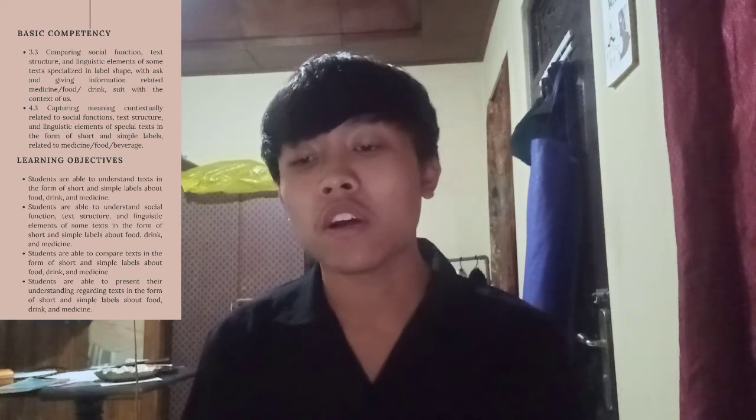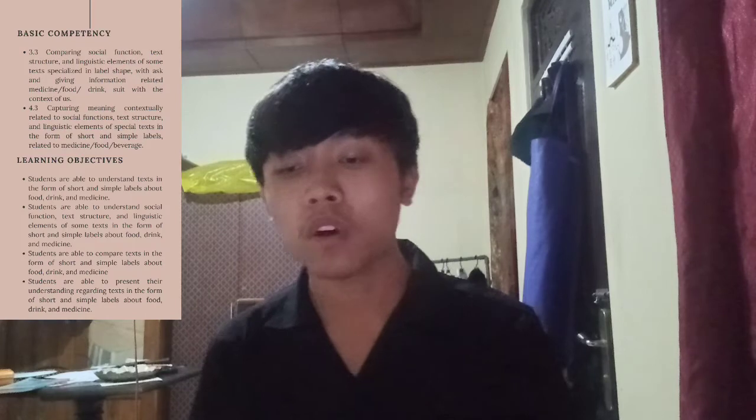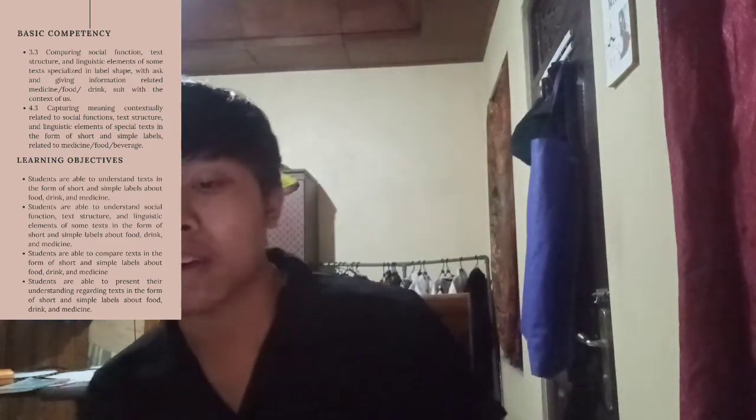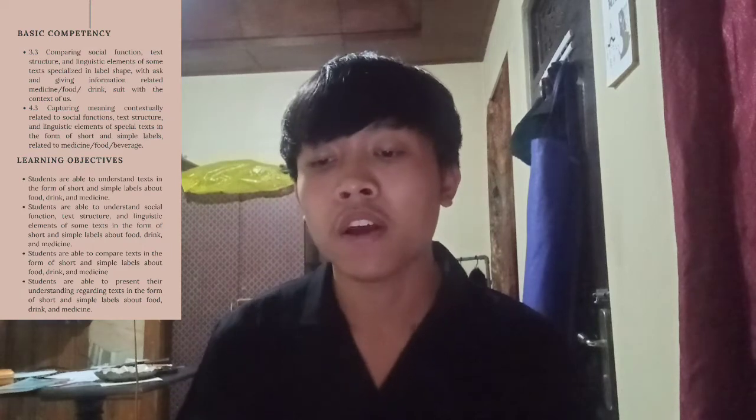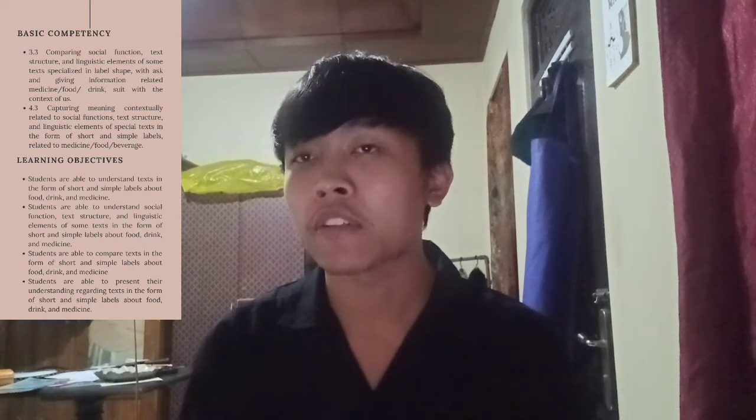And the third one is students are able to compare text in the form of short and simple labels about food, drinks, and medicine. And the fourth one is students are able to present their understanding regarding text in the form of short and simple labels about food, drink, and medicine. So next is the brainstorming activity. In this activity, the teacher will ask open questions to stimulate the students' thinking about the materials that are going to be taught.